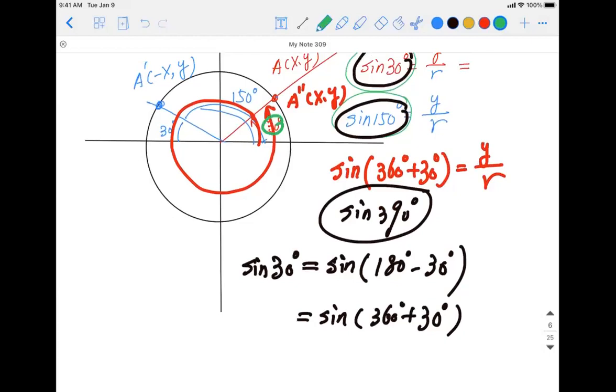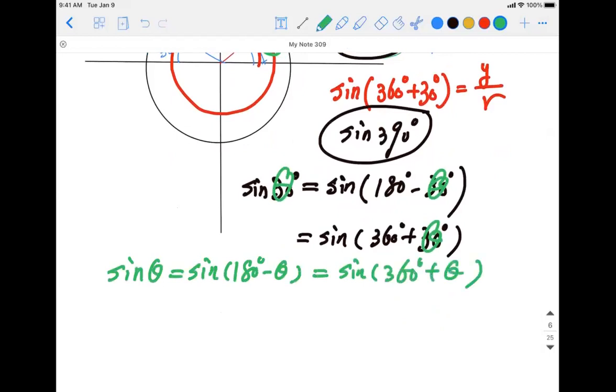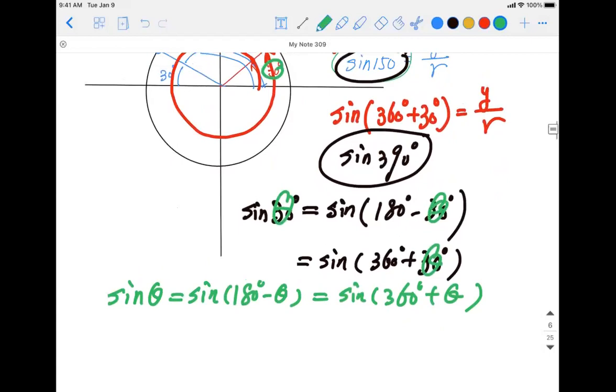So that means maybe I can generalize the 30 degrees into something like theta. So I have sine theta equals sine 180 degrees minus theta, also equals sine 360 degrees plus theta, right? We just used a very easy example and we get pretty much everything like this. Trust me, this is actually a very important observation.